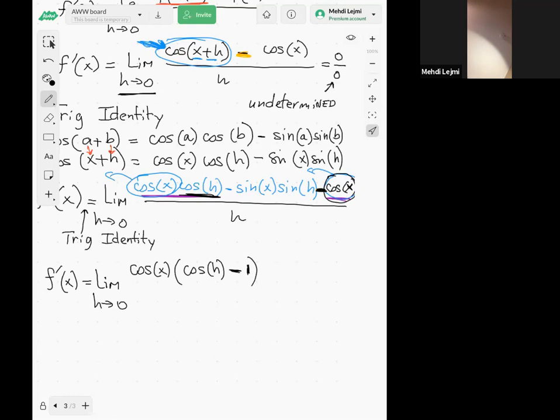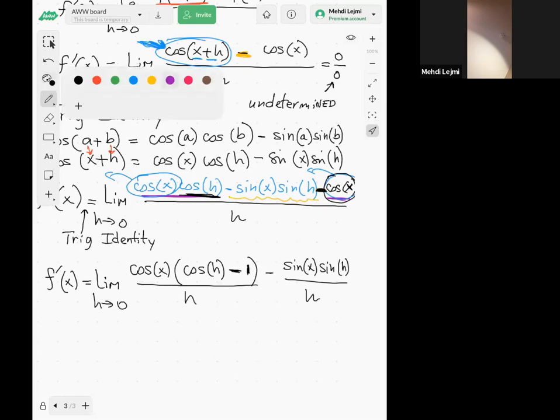And then there is minus sine of x, sine of h left. So we have minus sine of x, sine of h, and the whole thing divided by h, but I'm going to split. So here's over h, and over h here. I split my fraction into two fractions, both divided by h, of course. Now I'm going to use my limits.